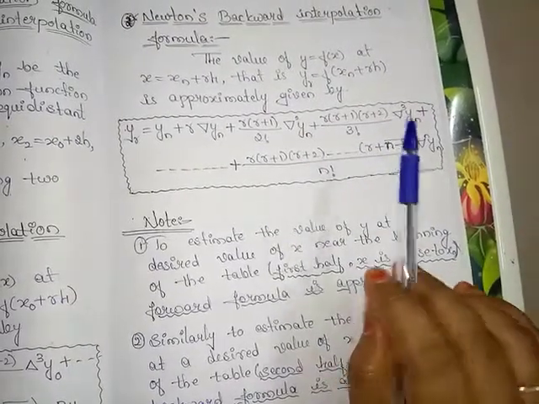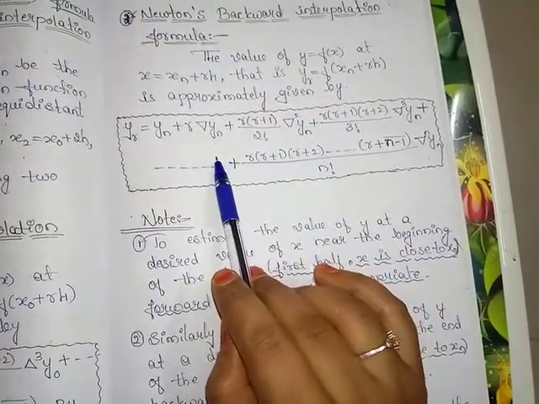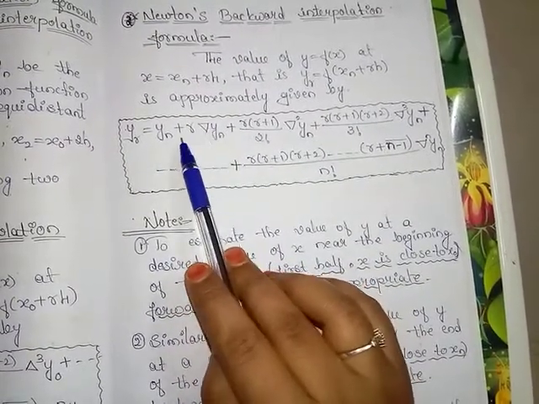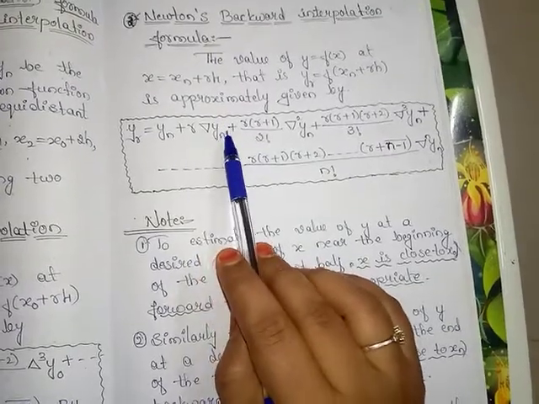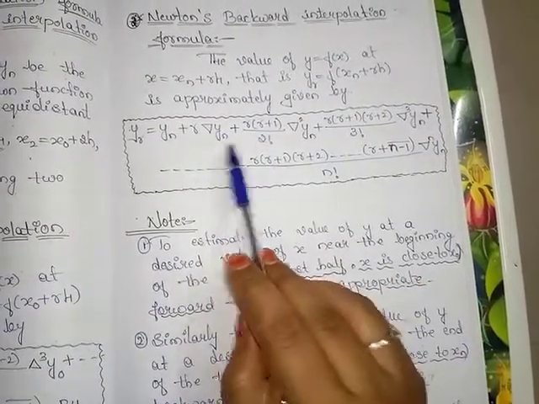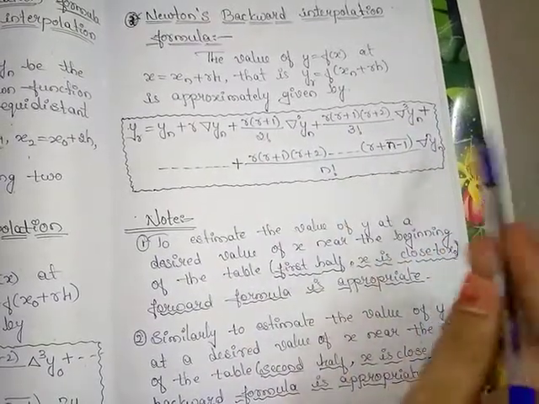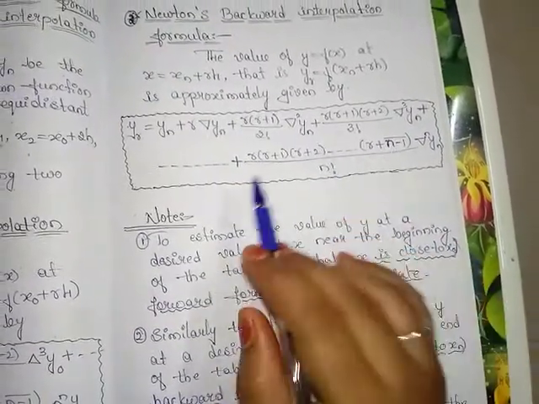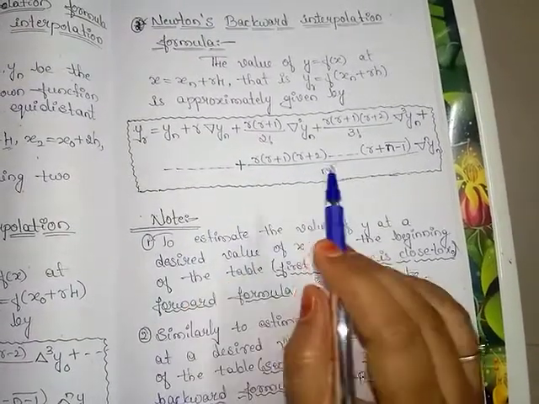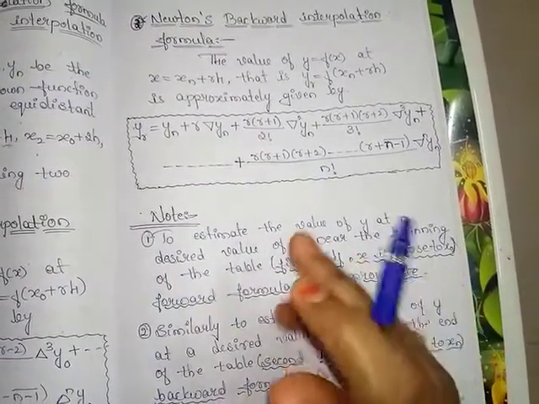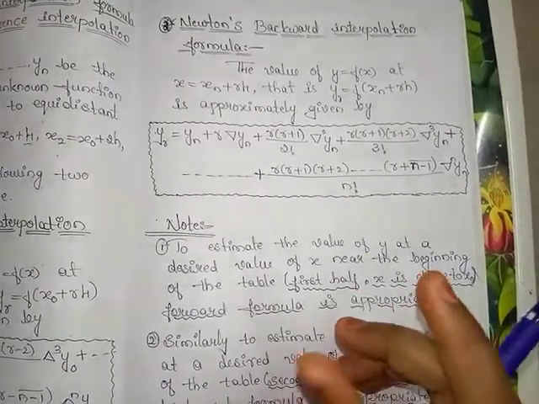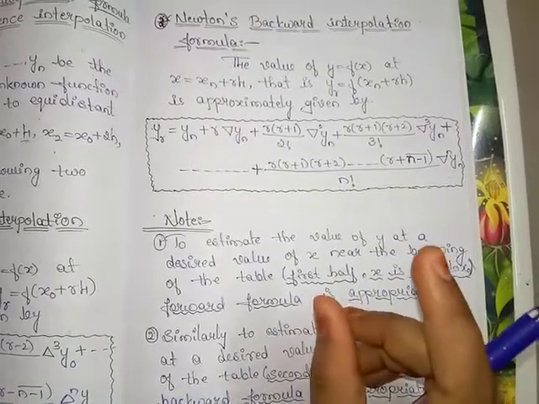To solve an example using this formula, we have to know the value of yn and the value of r, and we have to construct the backward difference table to find del yn, del square yn, del cube yn and so on. Remember this formula. Do not confuse the forward and backward interpolation formulas. Observe these two formulas and remember the difference between them.